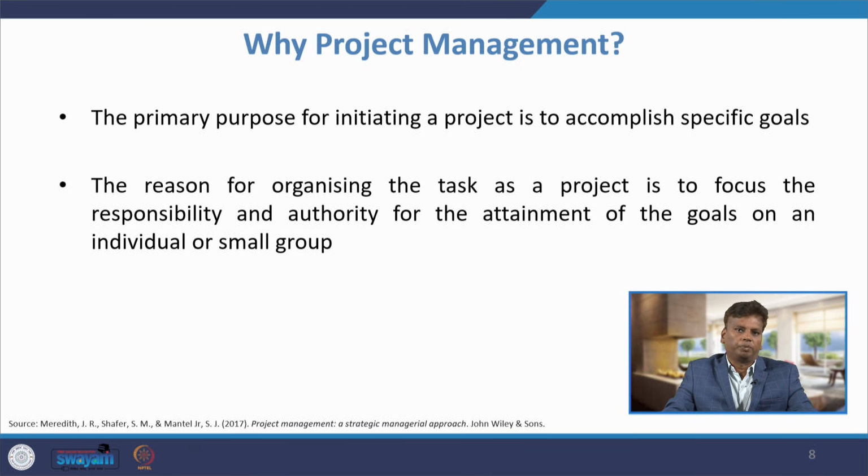The primary purpose for initiating a project is to accomplish specific goals. The reason for organizing the task as a project is to focus the responsibility and authority for the attainment of goals on individuals and small groups. So, when you do any activity in the form of a project, you can easily allocate responsibility and authority.